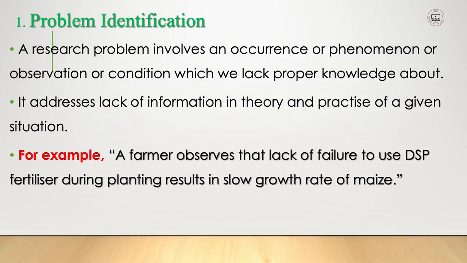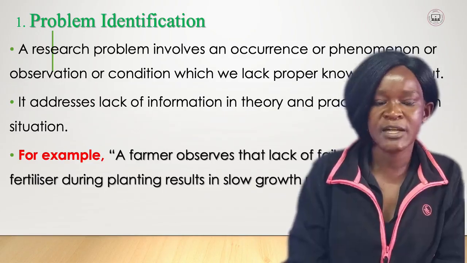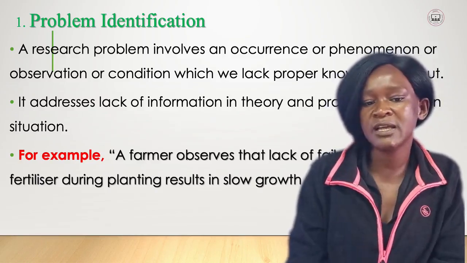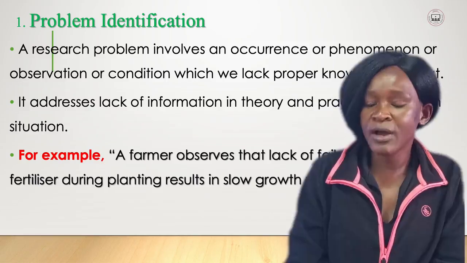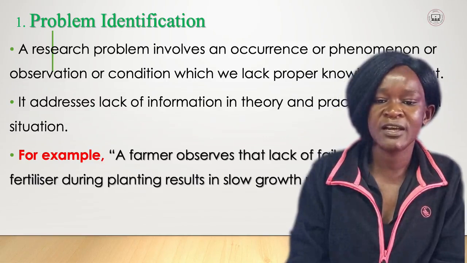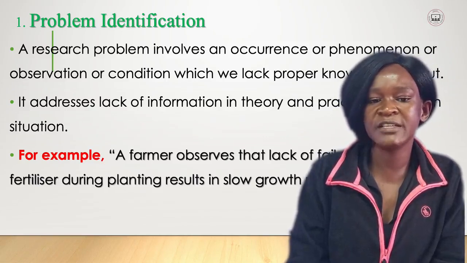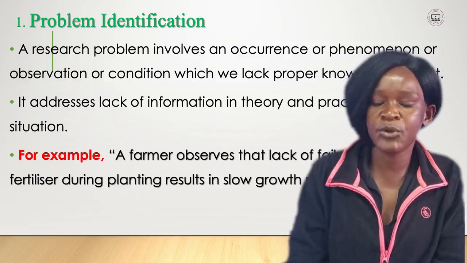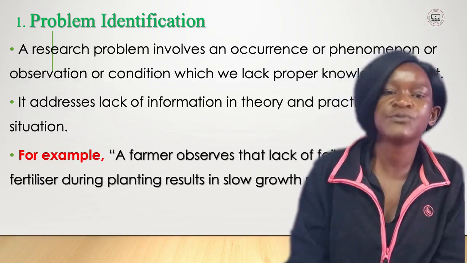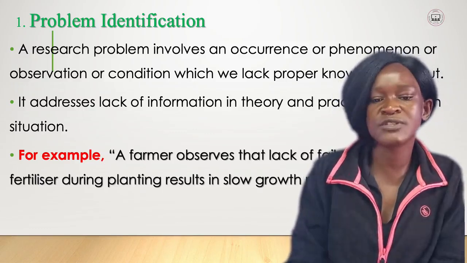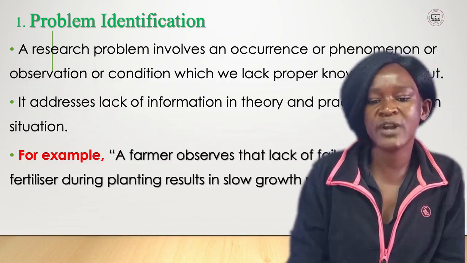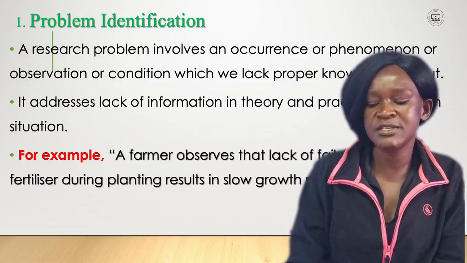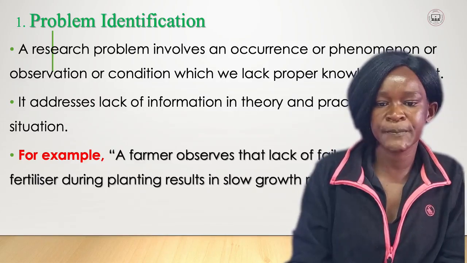So that's stage number one, problem identification. And this stage is very, very important, because without the problem, you can't conduct the research. As we already defined agricultural research, we're talking of finding the solution. If you have the problem, you use the agricultural research to find the solution to the problem. So if there is no problem, there is no need of you conducting the experiment. So problem identification is the prior stage to agricultural research.